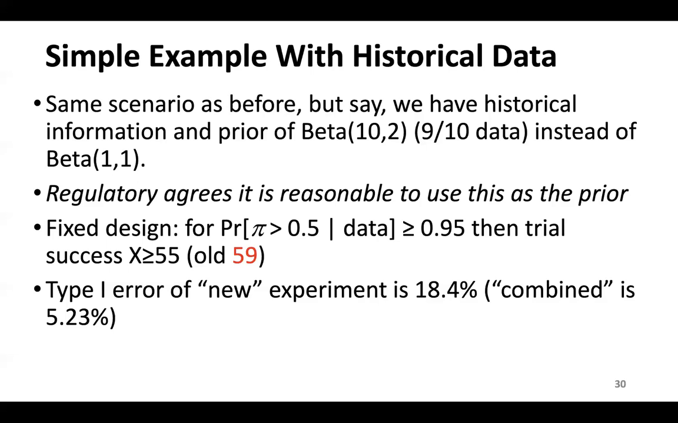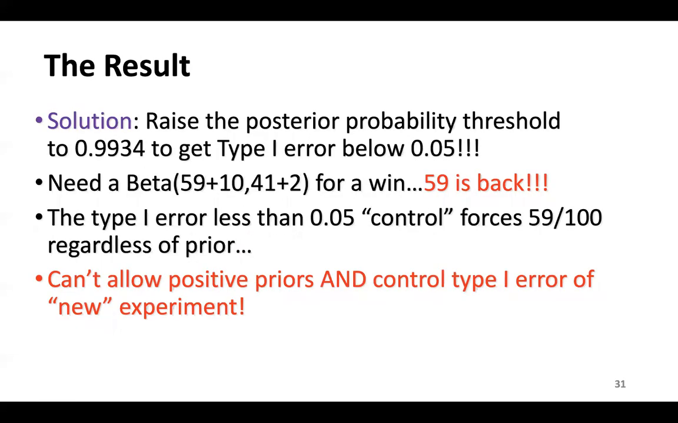Now, I could adjust this 95% threshold trying to balance the fact that I've used historical data. The only way to adjust that to get to the point where I control type 1 error below 5% is to get back to the 59. The 59 determines type 1 error, and so I could adjust my threshold, and this is an approach that people use, to 99.34% using my prior, my beta 10.2 prior. What that means is it's a way to reverse engineer that I get my 59 back.